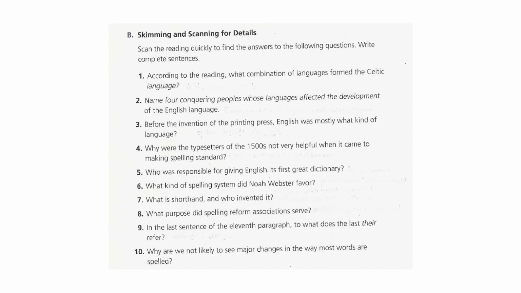4. Why were the typesetters of the 1500s not very helpful when it came to making spelling standard? There was a reason why. 5. Who was responsible for giving English its first grade dictionary? No, it was not Genghis Khan. Or Donald Trump. I've had answers like that before. Was it Donald Trump? Was he around in the 1500s?